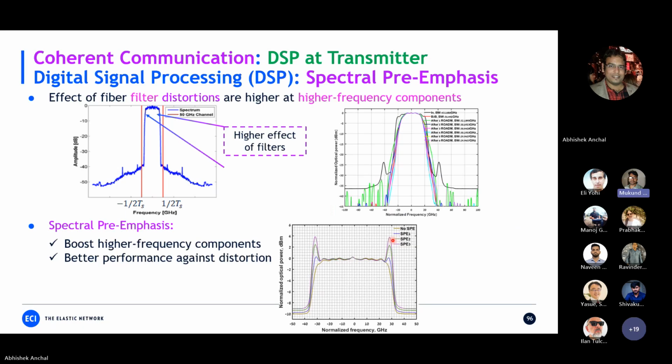So the spectral pre-emphasis, is it part of the DAC circuitry, or is it provided by the DSP chip? No, it's not part of the DSP. It's a different circuit for that. Okay.